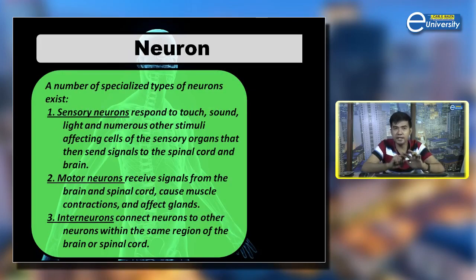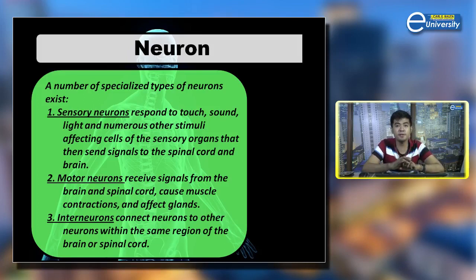So there are three specialized types of neurons. We have the sensory neurons, the motor neurons, and the interneurons. When we say sensory neurons, it responds to touch, sound, light, and numerous stimuli, affecting cells of the sensory organs that send signals to the spinal cord and to the brain.